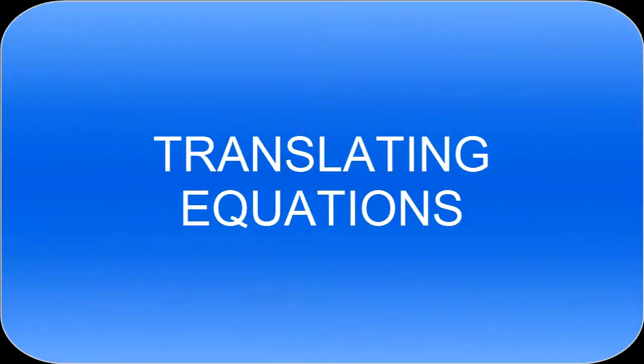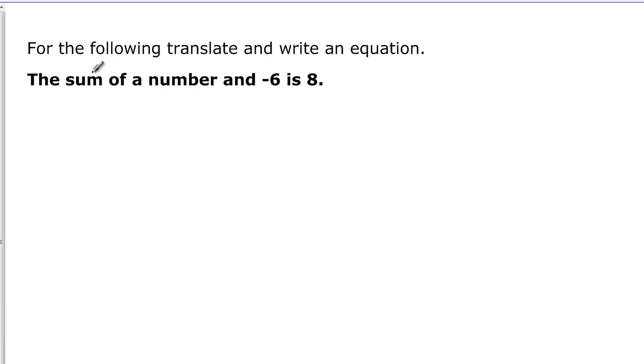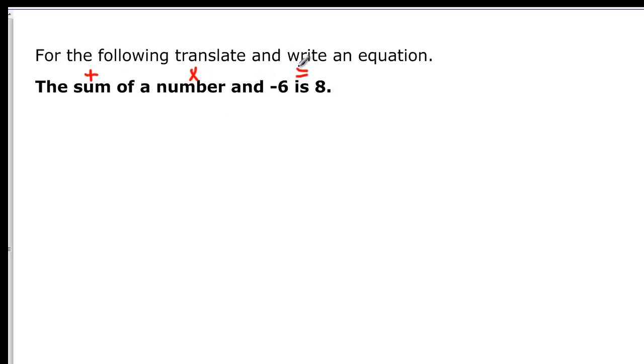This video will talk about translating equations. Just want to translate into an equation. There's some key words. A sum, we know, means plus, and a number would be x, and "is" is going to be equal. So we have the sum of a number and -6, so x plus -6, and that's equal to 8. The sum tells me that I need a plus, and then a number is my first thing, and the -6 is the second, and then the "is" translates to equal.